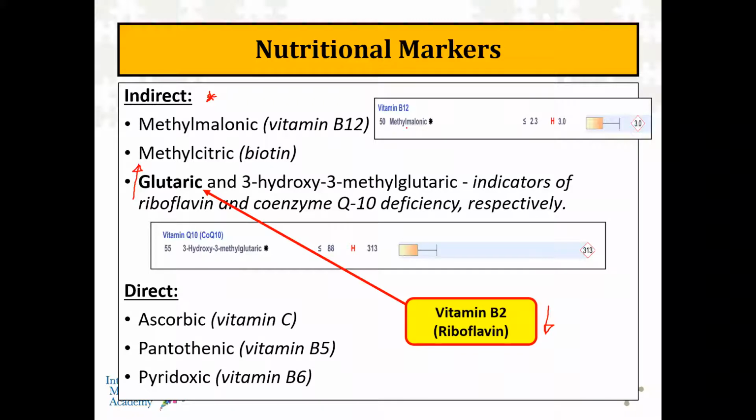You'll notice here we've got methylmalonic has an asterisk marker. So an increase of methylmalonic indicates a decrease or deficiency of B12. An increase of 3-hydroxy-3-methylglutaric indicates a decrease of CoQ10.